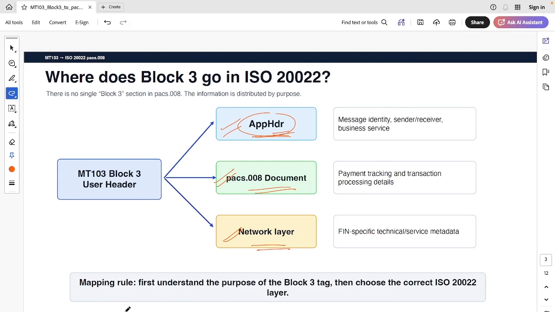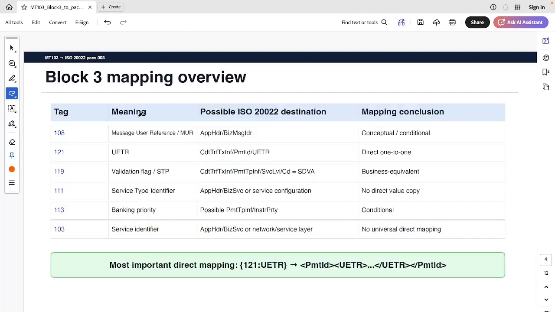So hence we cannot map block tree as a whole. Instead, we need to go tag by tag. First, understanding the purpose of the empty field. Second, by identifying the corresponding ISO 20022 layer, and thirdly, by determining whether the value can be copied directly, translated, generated, or not mapped at all. Basically, this table gives us the complete high-level picture of the mapping.